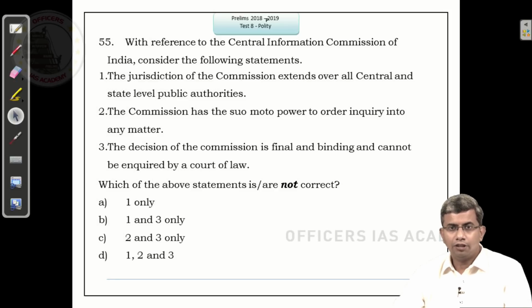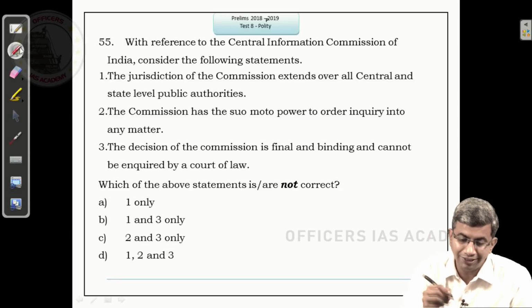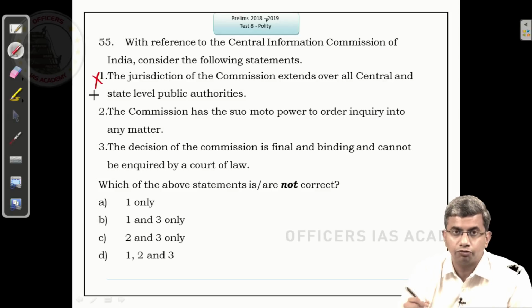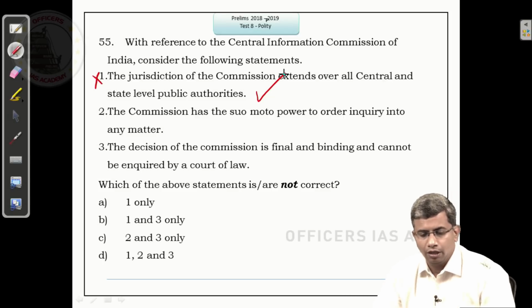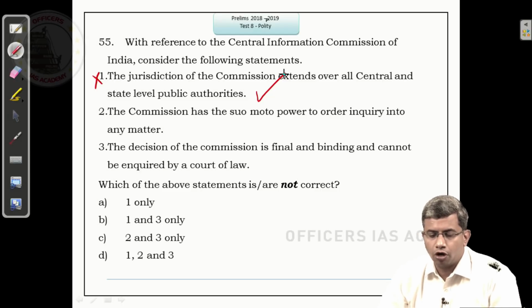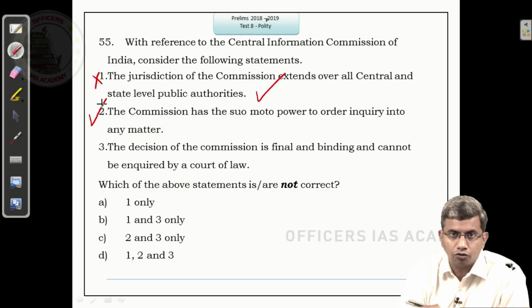Central Information Commission is for central authorities. State Information Commission is for state authorities. First statement is not correct, which means for this question it's the correct answer. Commission has suo motu power to order inquiry into any matter. Yes, it does have. So, it is a correct statement. So, for the purpose of this answer, you don't need to pick it.